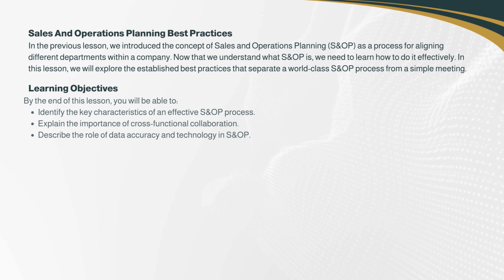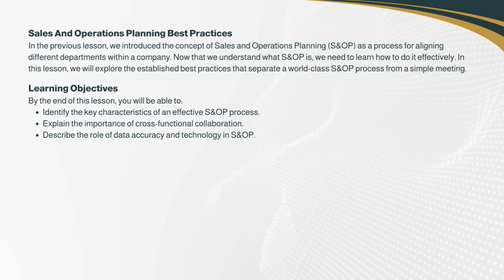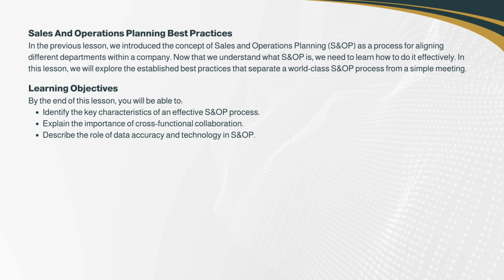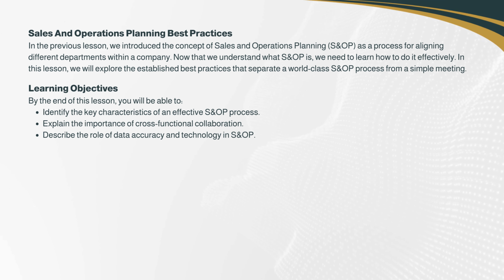Learning objectives. By the end of this lesson, you will be able to identify the key characteristics of an effective S&OP process, explain the importance of cross-functional collaboration, and describe the role of data accuracy and technology in S&OP.